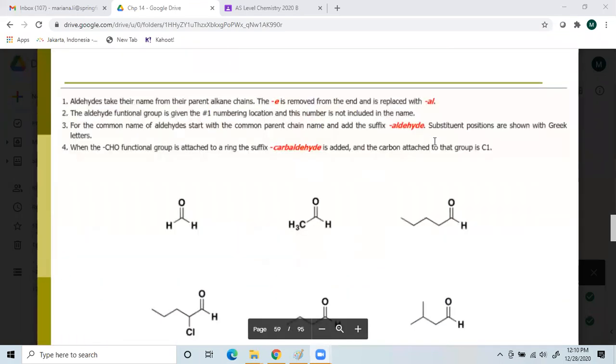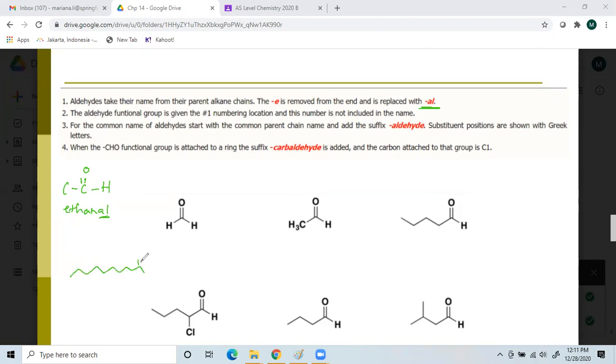Aldehyde has C double bond O H as its functional group. The name for alkane will be changed to -al. So for example, if I have this, it is ethane, right? But if I have the aldehyde group, the name would be ethanal. So the e changes to al, ethane, ethanal. Okay. And then since CHO has the highest priority, this should be carbon number one, always carbon number one. So let's say if we have many carbons and this is CHO, this should be carbon number one. Okay, always carbon number one.